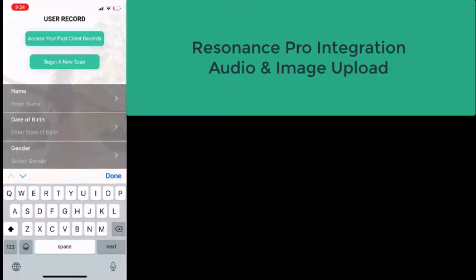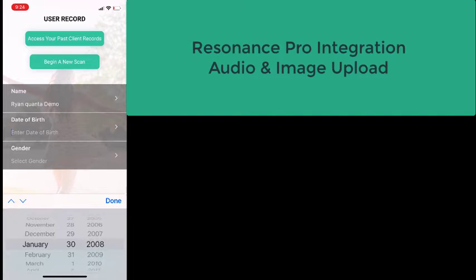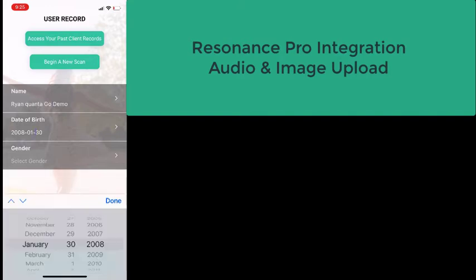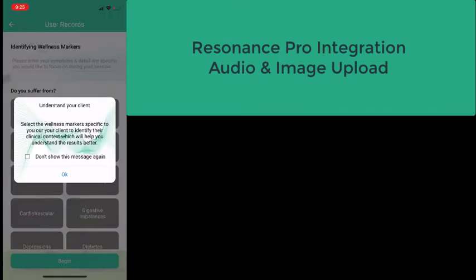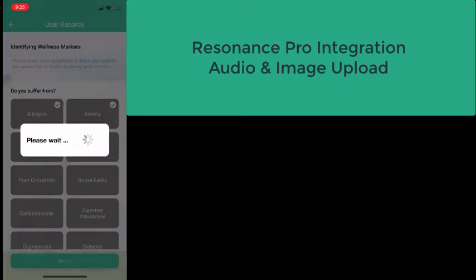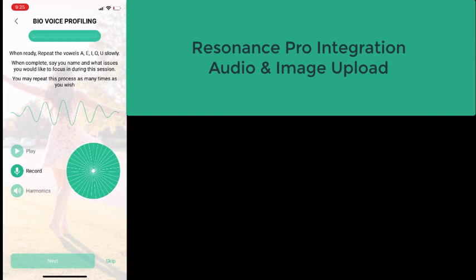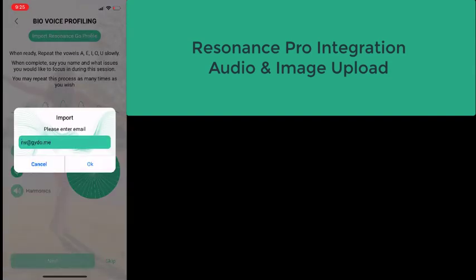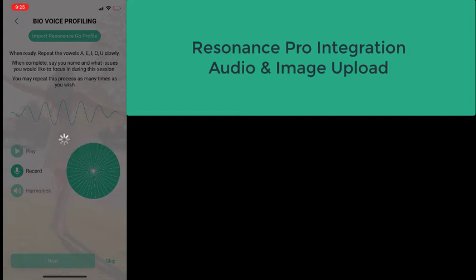So as you can see here, we launch the Resonance Pro. We enter in the client's name just as per normal. Click on the begin a new scan, enter in the client's details, their date of birth, their gender. So in other words, it's just a standard data entry function that you are doing. However, when we get to the actual image and the audio upload page, instead of actually recording the audio, here we would click on the button on the top that says Import Resonance Go Profile.